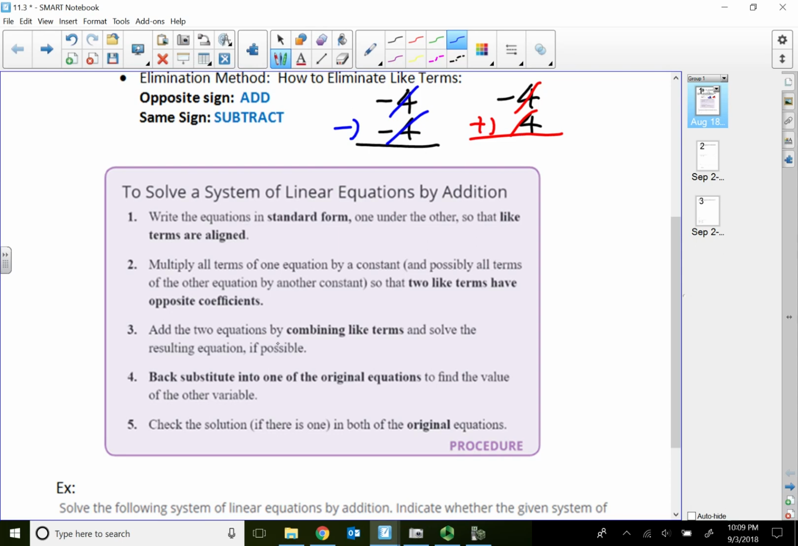Step number 3, add the two equations by combining like terms. Here we will add or subtract based on the signs of the two coefficients. If they are the same, we subtract. If they are opposite, we add. But what's important is to make sure the coefficients have the same numerical value. Then after we combine like terms and solve the resulting equation, we back substitute into one of the original equations to find the value of the other variable.